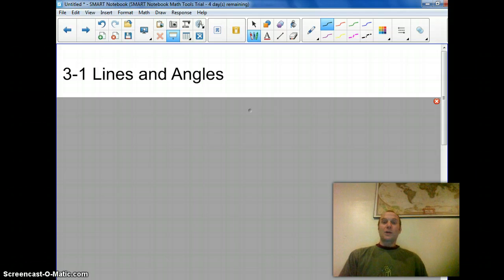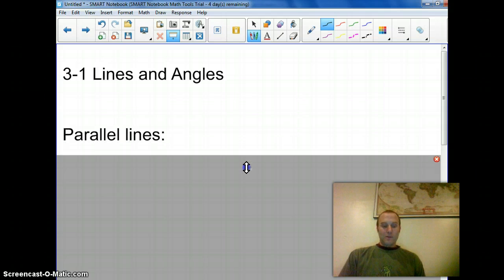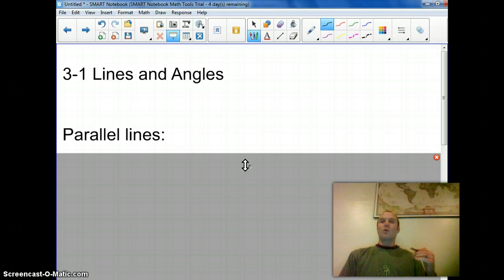Moving on to 3-1. These are lines and angles, and the first thing we're going to deal with is parallel lines. Now, we have already talked about parallel lines in this class. You probably talked about them a bunch last year. And if we ever graphed two parallel lines on a coordinate plane, what would you know about them?